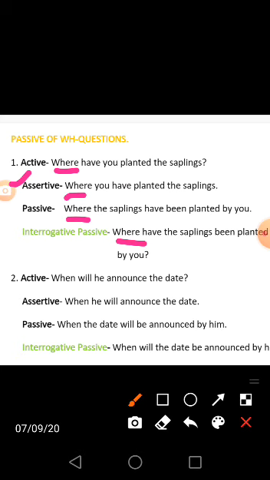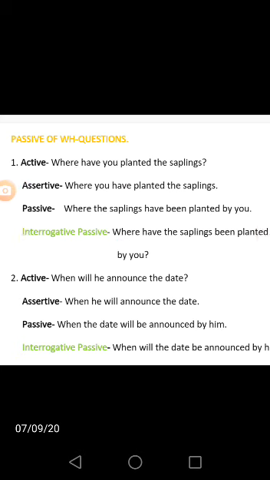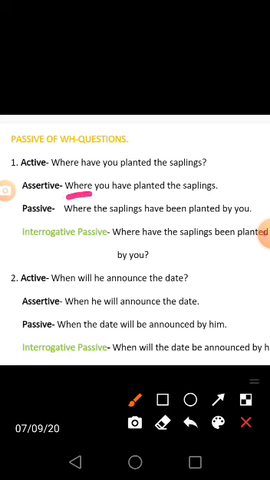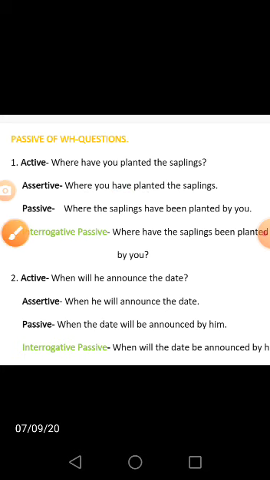So in the assertive sentence, first I have written the WH word where, then I have changed this to assertive. So assertive means what will come first? Yes, you, the subject. Then have planted together. So, where you have planted the saplings. It is the assertive form.